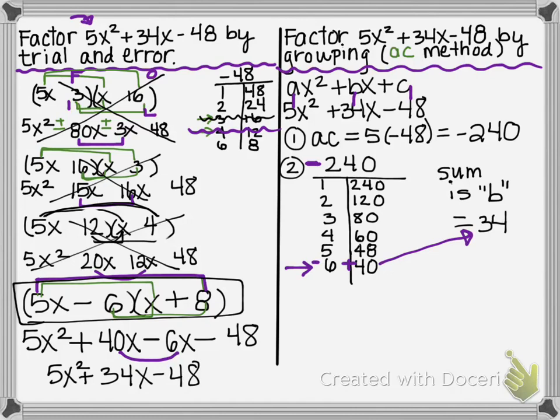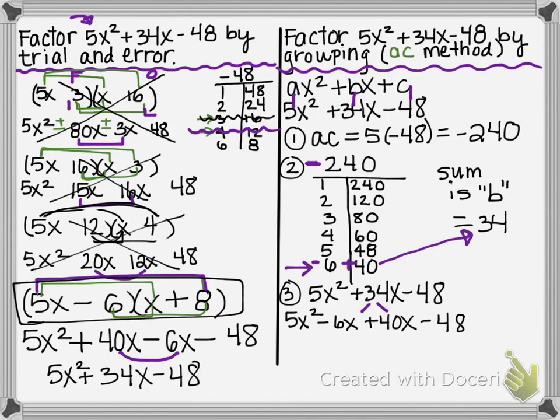Okay, let's move on to step 3. In step 3, what you do is you take the original trinomial and you rewrite it. And what you do is you break up the number in the middle. So you're going to break up that plus 34 into those two factors that you found. So I'm going to turn that into minus 6x plus 40x minus 48.